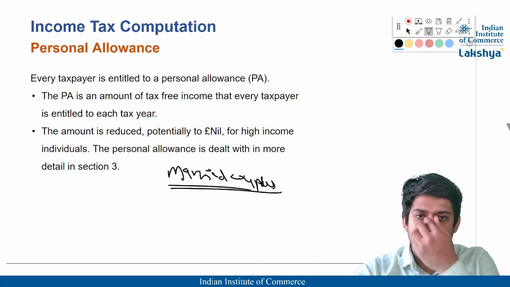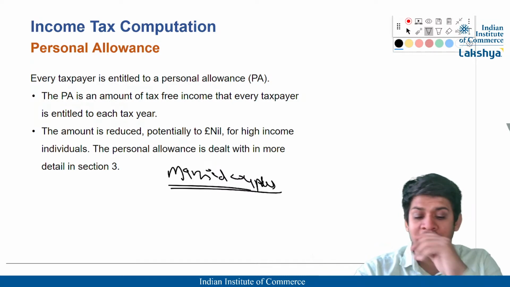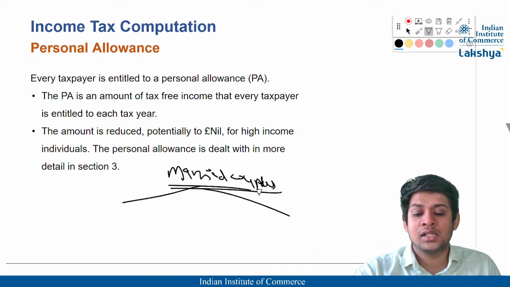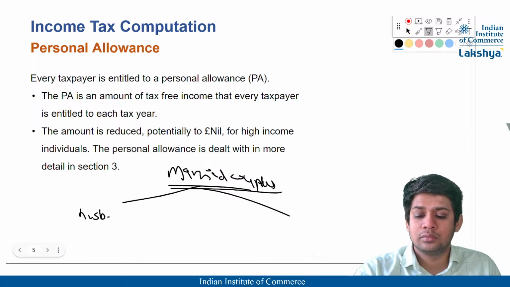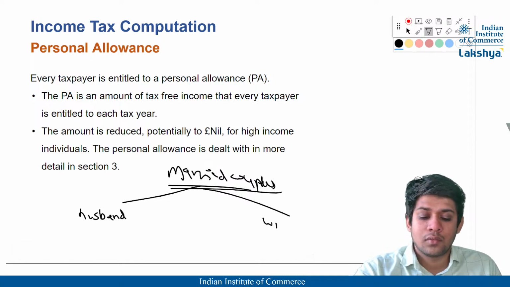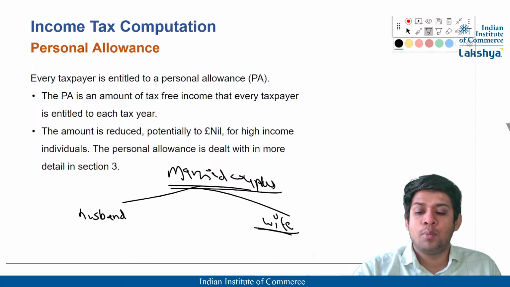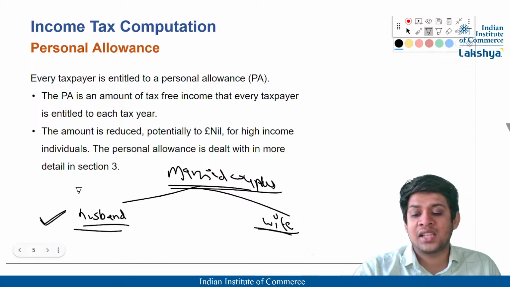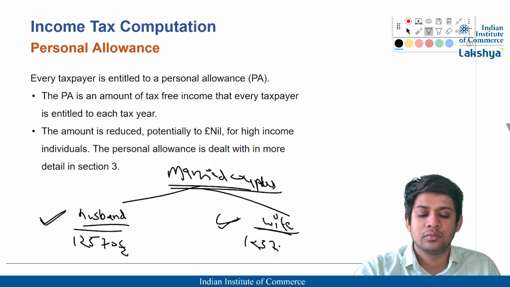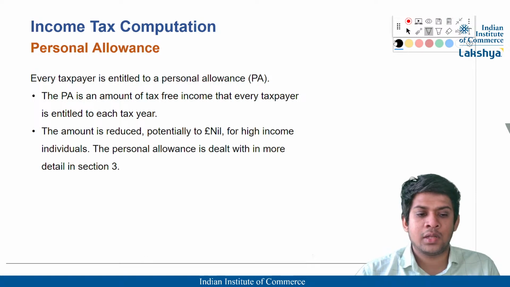Okay, for married couples, it is different for both of them, right? That means there is a husband and there is a wife. Both of them are considered as separate taxpayers, and for both of them there is separate personal allowance provided. Okay, always remember that.